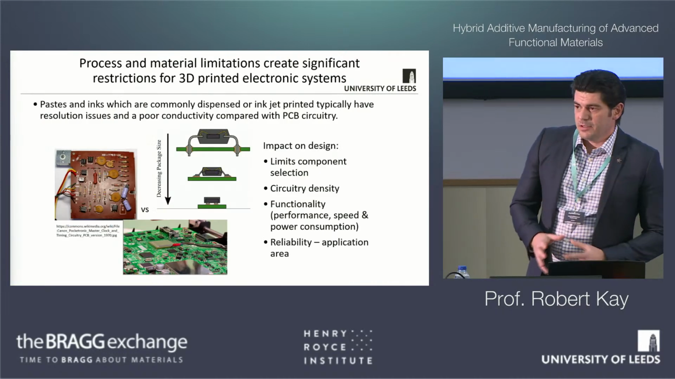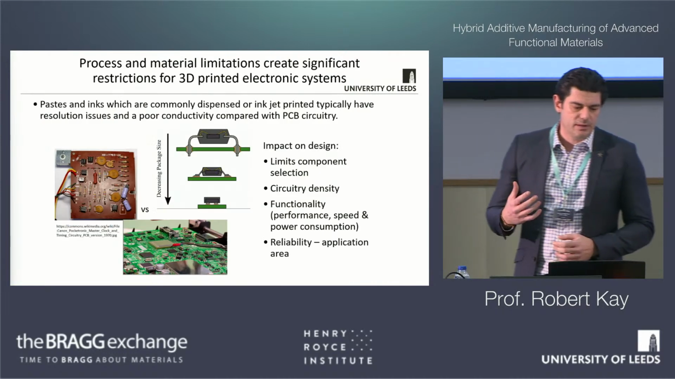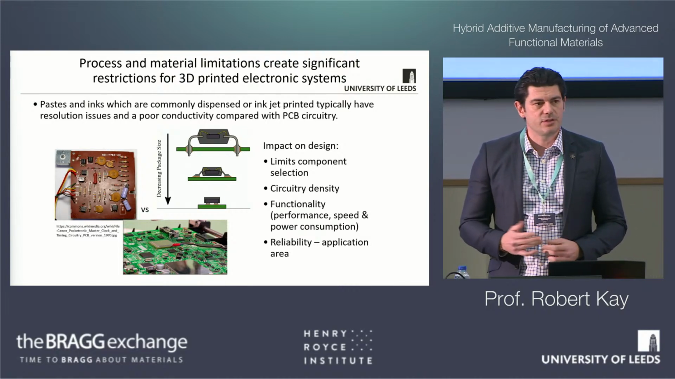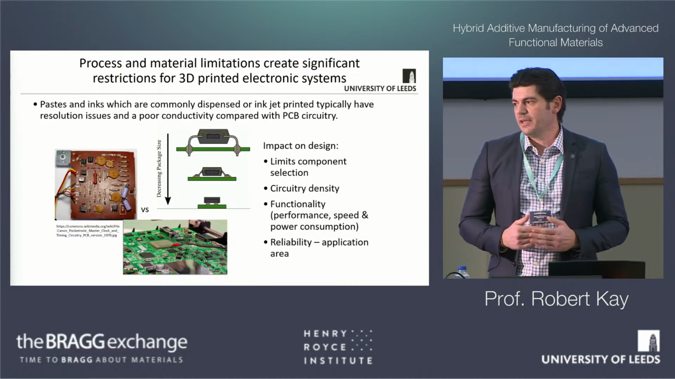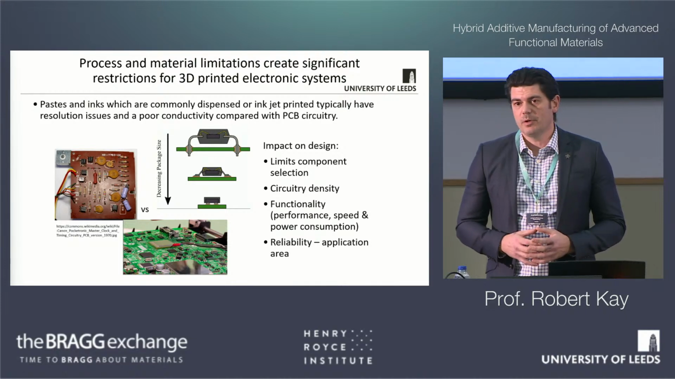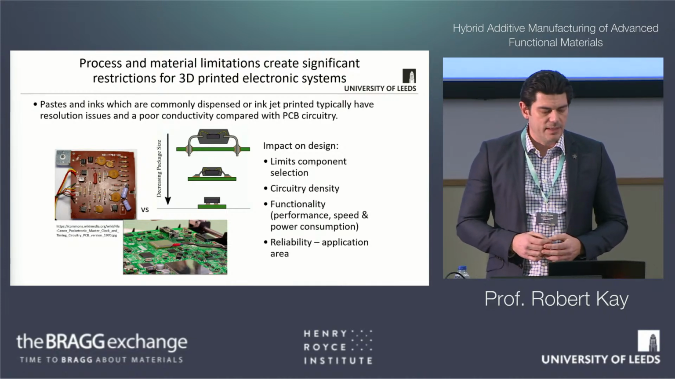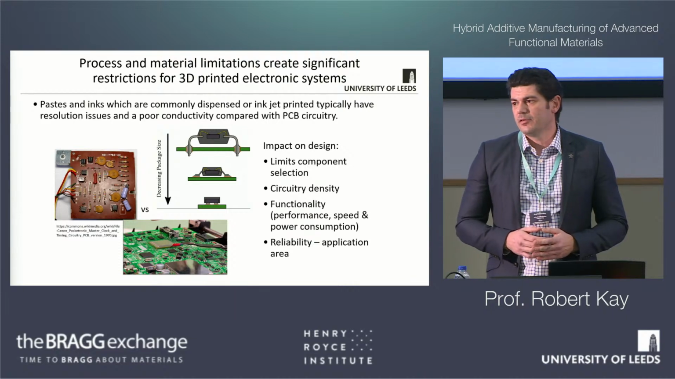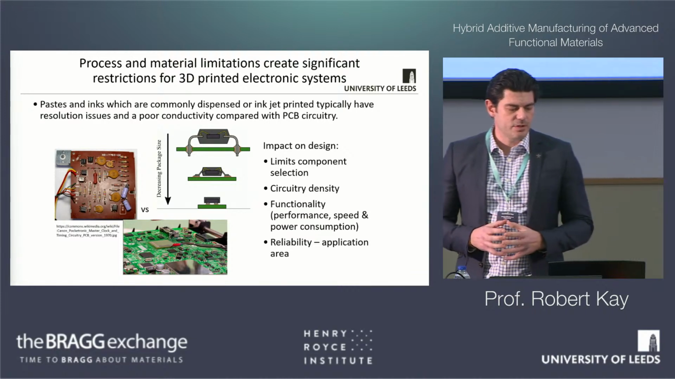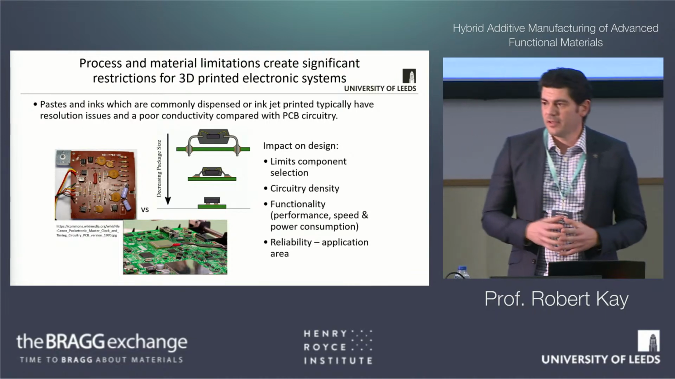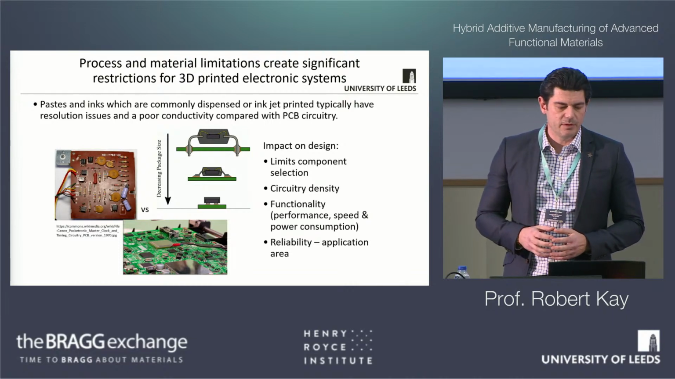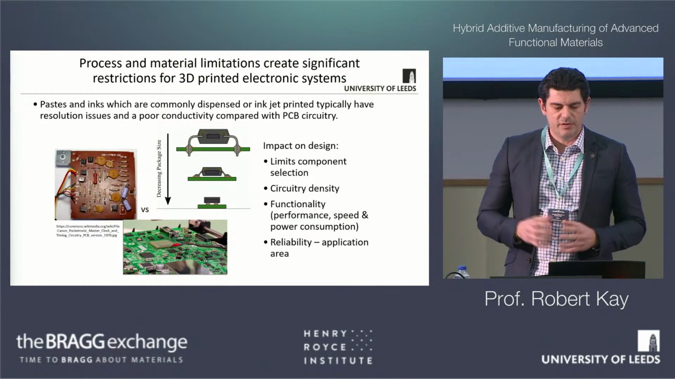So where do these challenges come from? Well, materials such as pastes and inks are commonly dispensed or inkjet printed. They don't like to stick to the dielectric beneath them. You don't get the same material properties as, say, bulk copper. And then there's this whole issue around scaling. It's not very easy to print pastes and inks at very fine resolution. And it's not just the transistors that have shrunk, but also the whole overall system, the packaging that goes along with that. So you need to make very small interconnects.